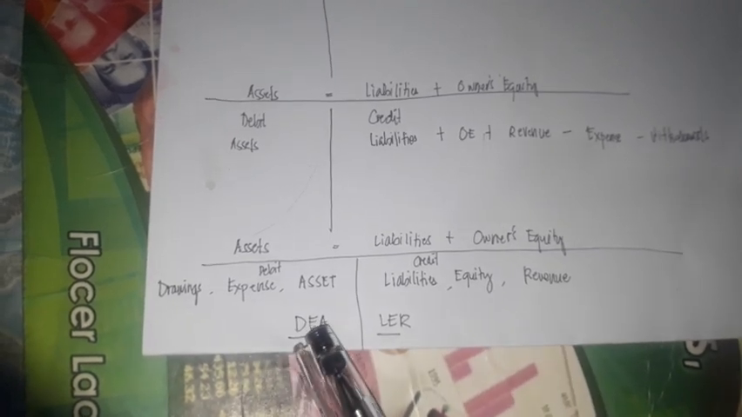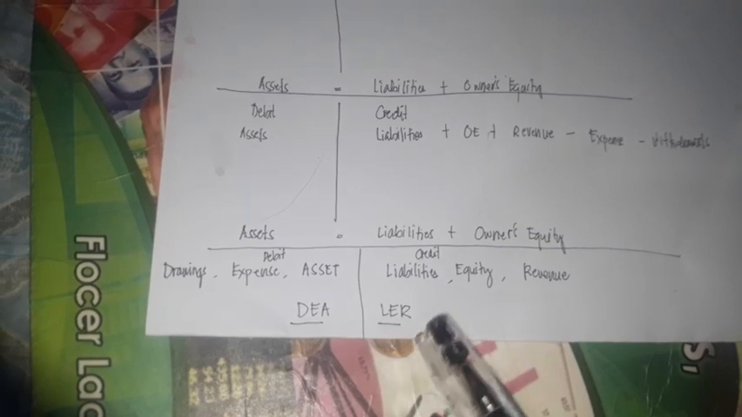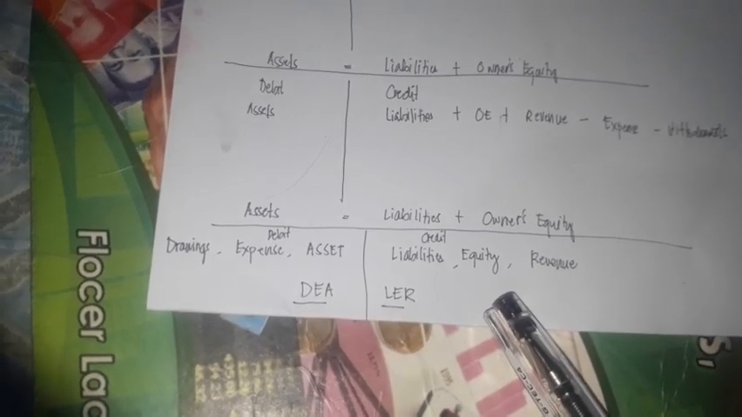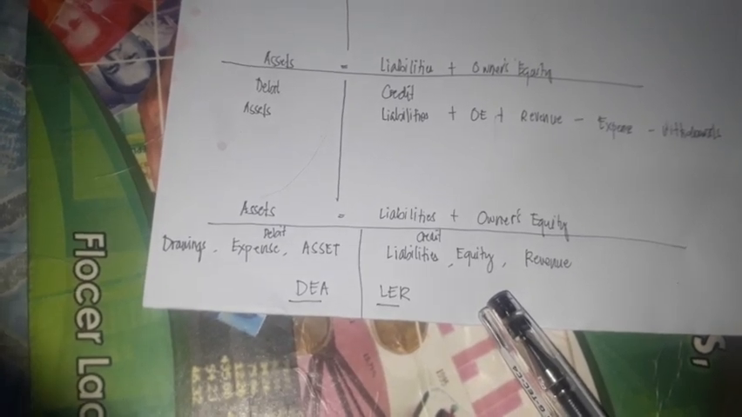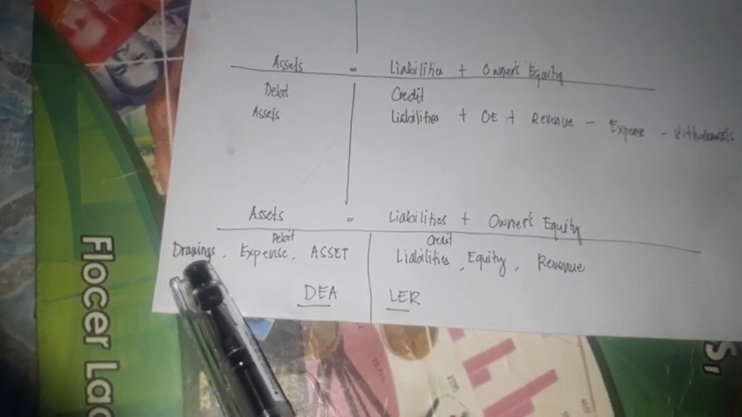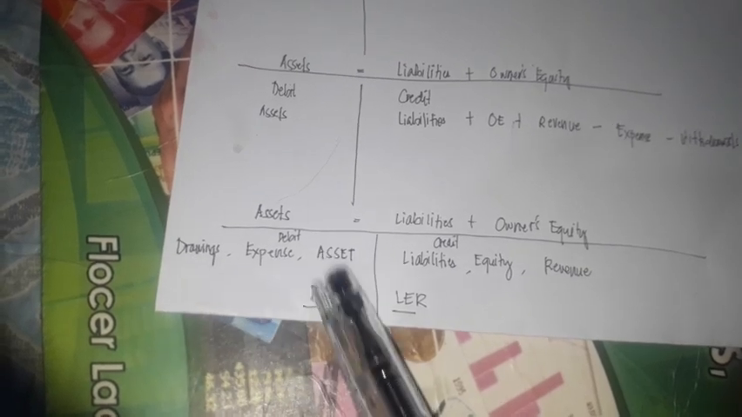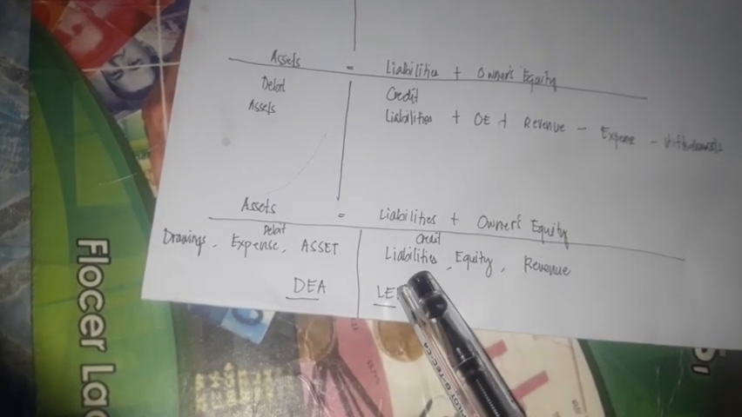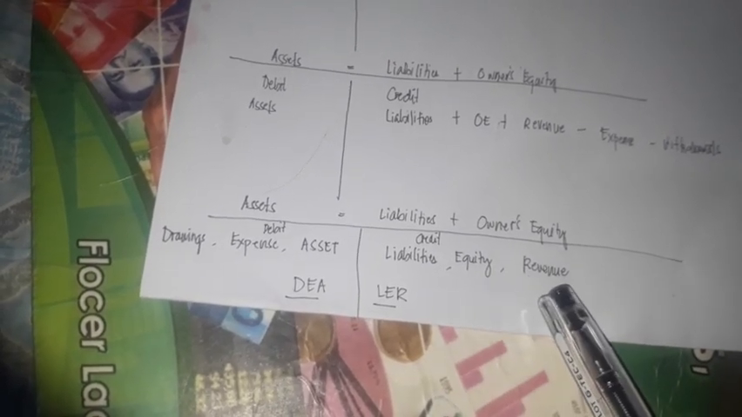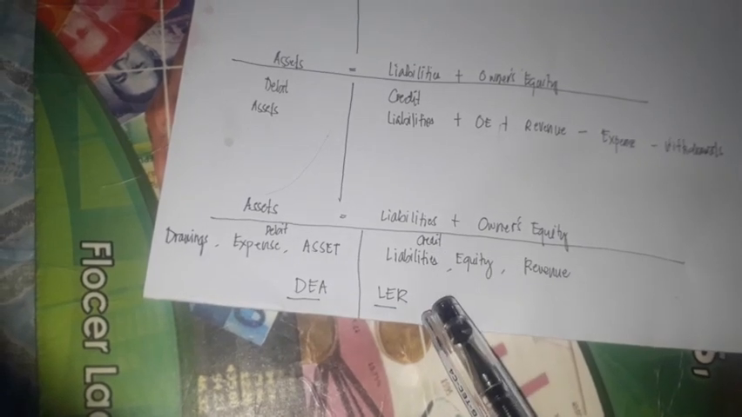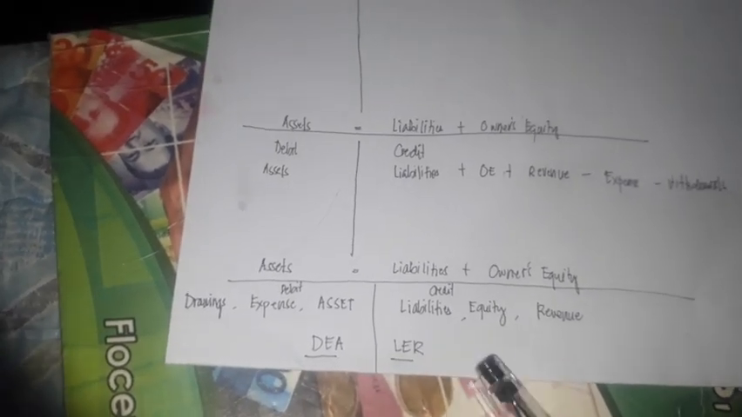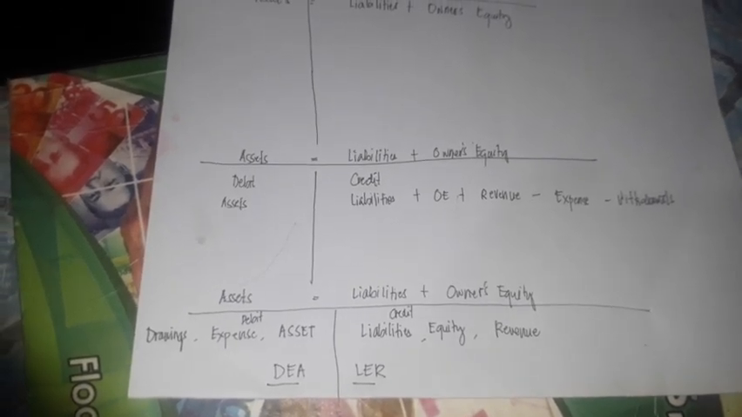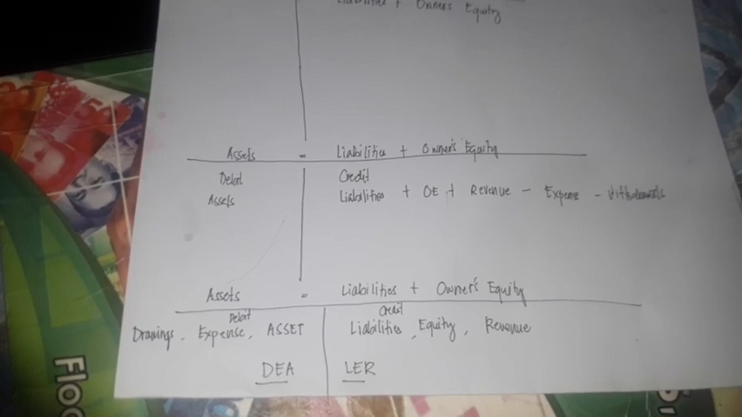So we have the D and the DEA and the LER. So dealer, ang ating magic words sa ating accounting equation. So, ang normal balance ng ating drawings, again, drawings, expense, and asset ay debit. Okay, so the normal balance of our liabilities, equity, and revenue is credit. So, magic word natin po ay dealer. Ma-apply po natin ito sa debit and credits. Okay, next.